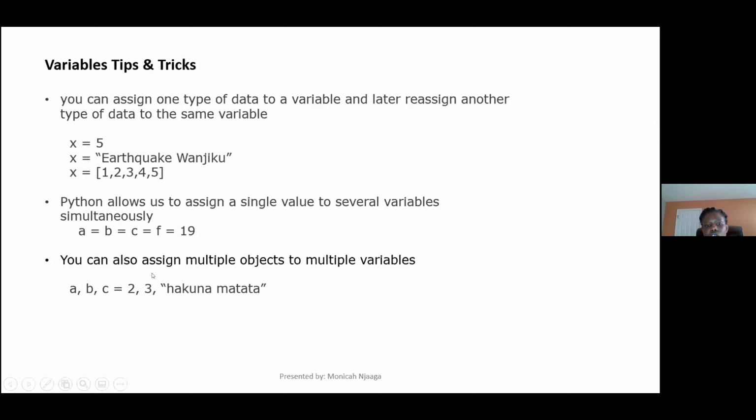And then you can also assign multiple objects to multiple variables. What this means is A, B, and C are three different variables, and you can just do a one-time assignment. So A is assigned to 2, B equals to 3, and then the value of C in the memory is Hakuna Matata.